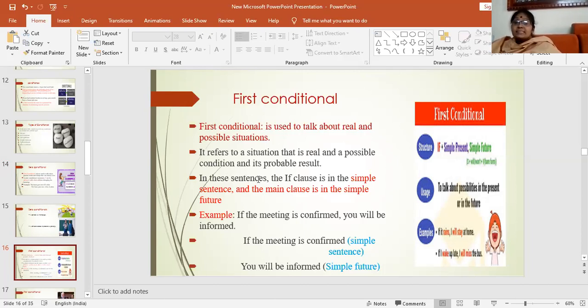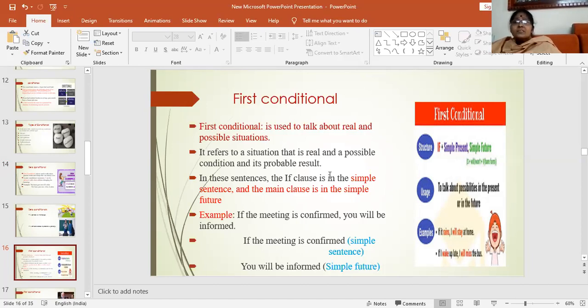So in these sentences, the if clause is in simple present and the main clause is in simple future. For example, let us understand this. If the meeting is confirmed, you will be informed. If the meeting is confirmed is what? It is simple present, right? And then what are you doing over here? You will be informed, simple future. What will happen? If this happens, the other action will take place in future.